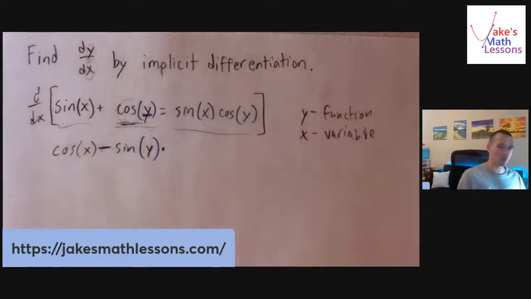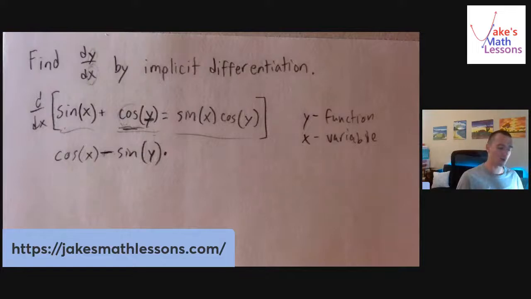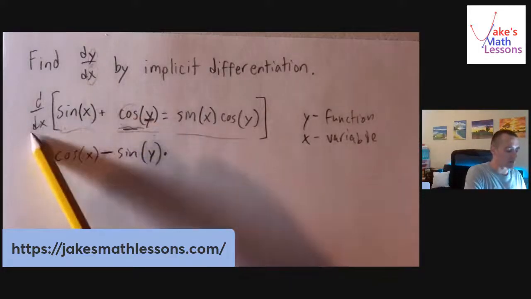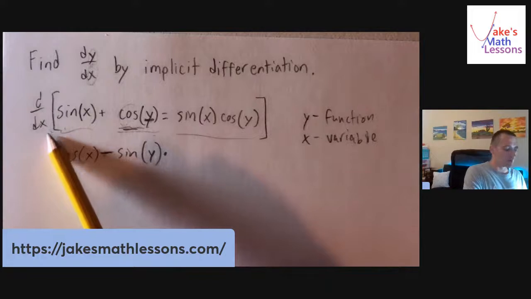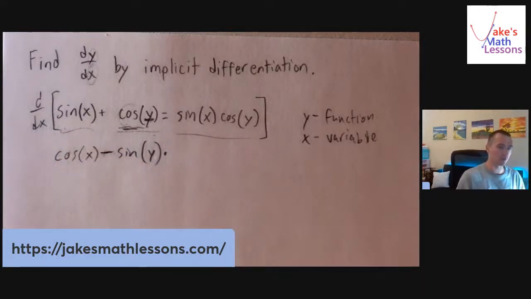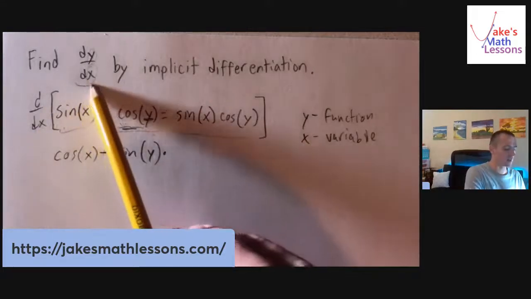Well, the derivative of y we don't actually know because we don't know what y is. If we don't know y, we can't know the derivative of y. But since we're trying to find the derivative of y with respect to x, basically what you want to think about is what is some symbol or terminology that literally just means the derivative of y with respect to x. And that is exactly what dy dx is.